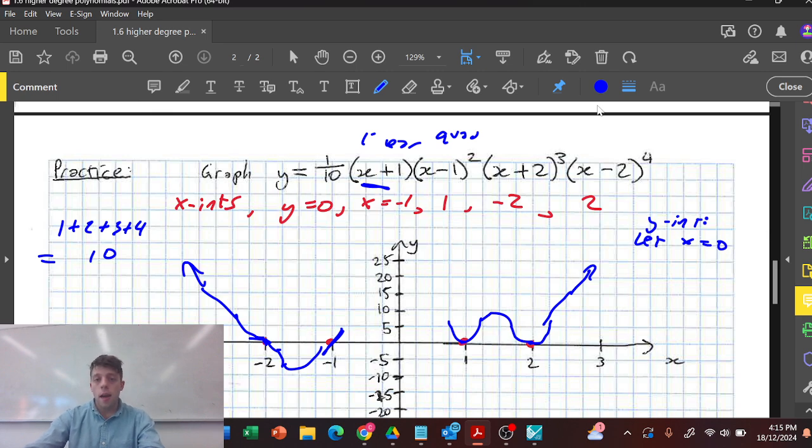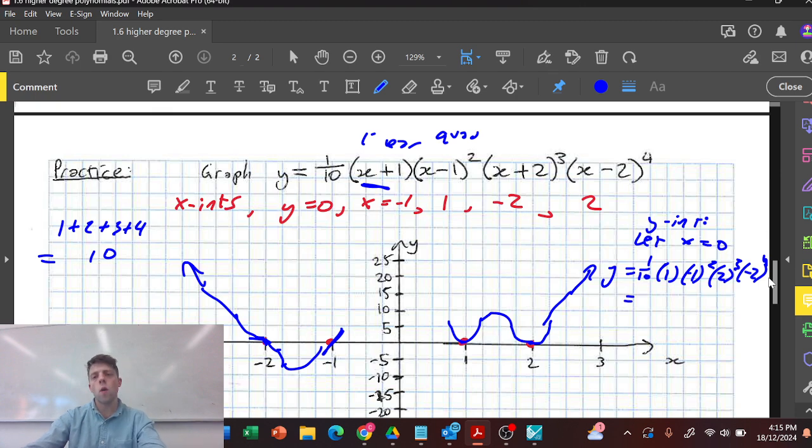So if we take x equals 0 and put it in here, we get y is equal to 1 over 10 times, and remember all those x's are just 0, so I can just write the numbers that are left behind. We have 0 plus 1, which is 1. We have negative 1 squared. We're going to have positive 2 cubed, and we're going to have negative 2 to the power of 4. Firstly, we can see that negative 1 squared is just going to be positive 1, and negative 2 to the power of 4 is also going to be a positive number.